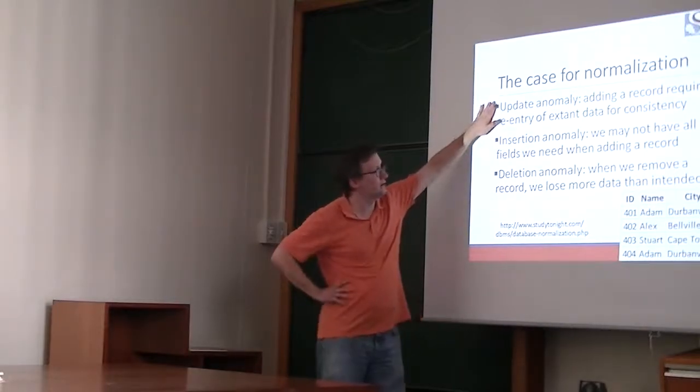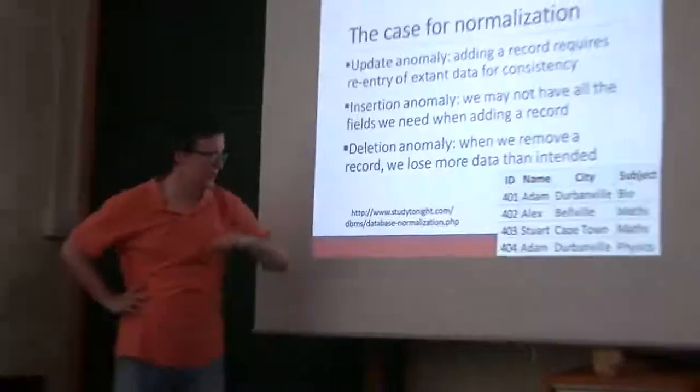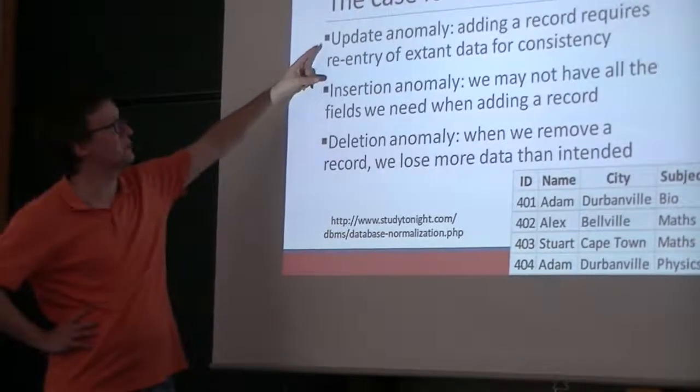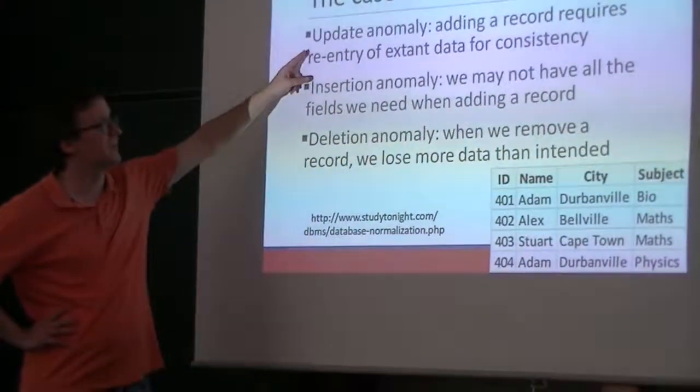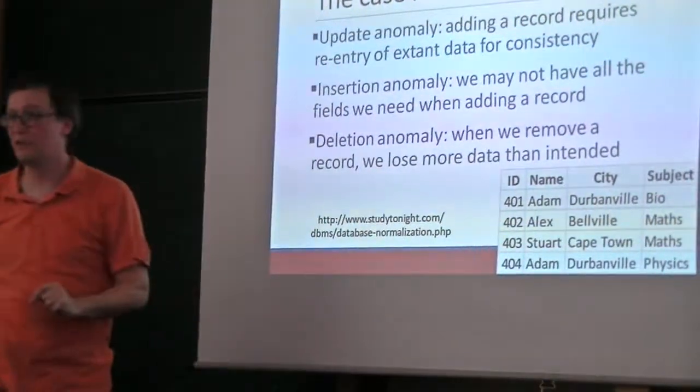So there are three kinds of anomalies that we want to avoid in building a table of this sort. So we start with the update anomaly. Adding a record requires re-entry of extant data for consistency.